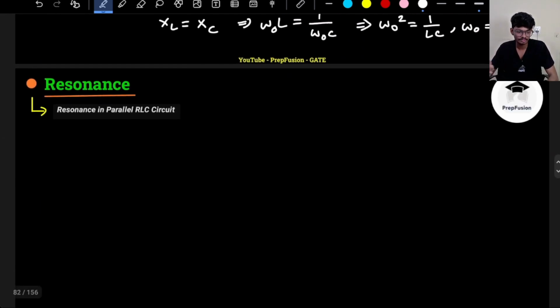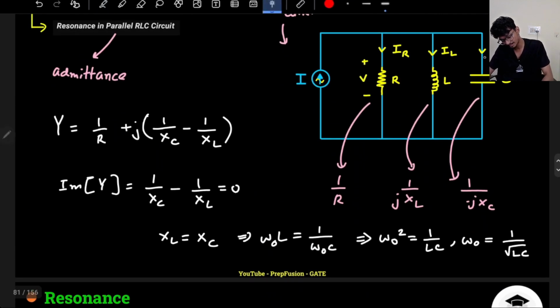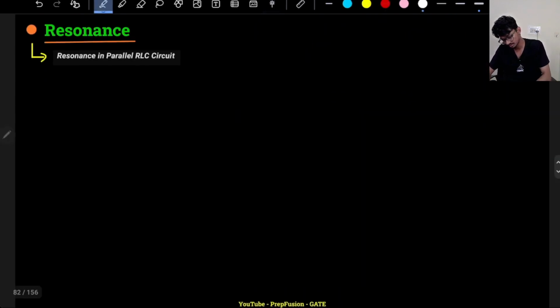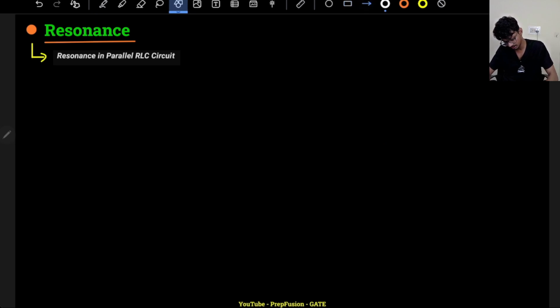What is the other way? The other way is to draw the phasor diagram. I want my circuit to be purely resistive. As it is a parallel circuit, I will first plot the voltage. So voltage will be somewhere here. Not the voltage, sorry, let me first plot the voltage. Basically the voltage is here.